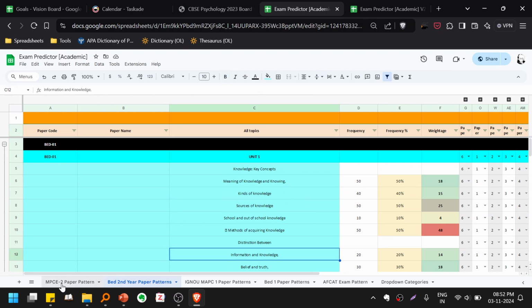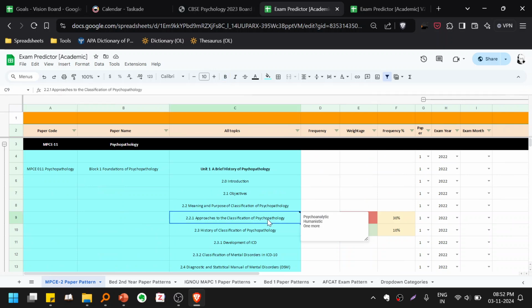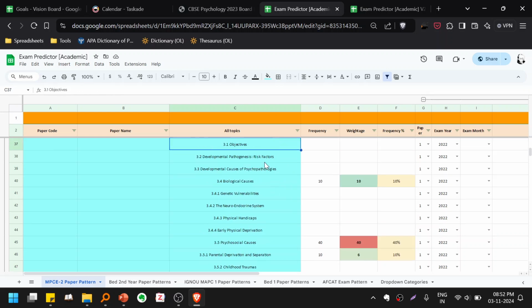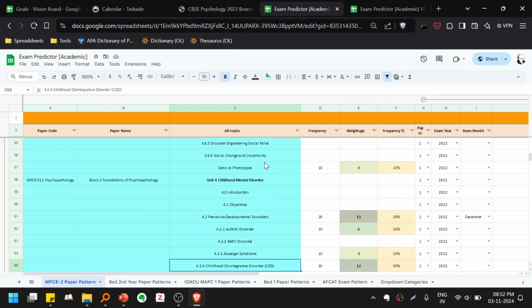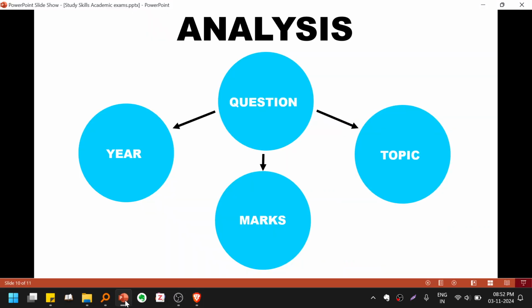Same with other exams like psychology. Here we have approaches to the classification of psychopathology. That is an important topic in comparison to, let's just say, biological causes of psychopathologies. Okay, cool. So it gives you a brief overview of which topics are important, which are not, and which topics you have to focus on. So if you have less time, you can focus on the most important topics and crack your exams with flying colors. So this is what we do.